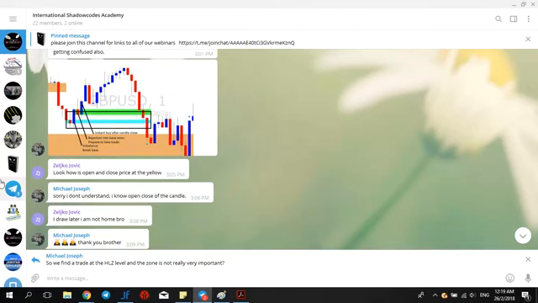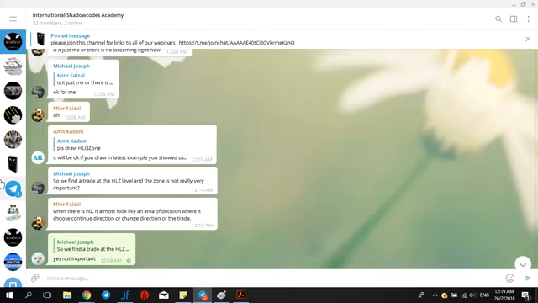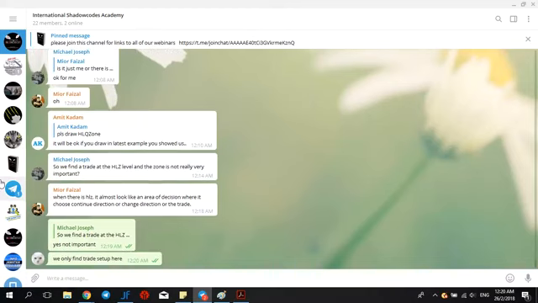So if I trade edges, the zone is not important. Yes, not important. We only find trade setups here. And there is HLZ, it almost looks like an area of decision where price chooses to continue direction or change direction of the trade. Okay, this one.